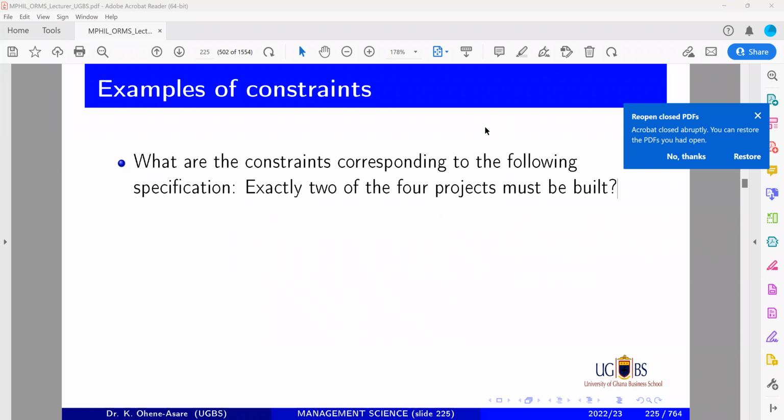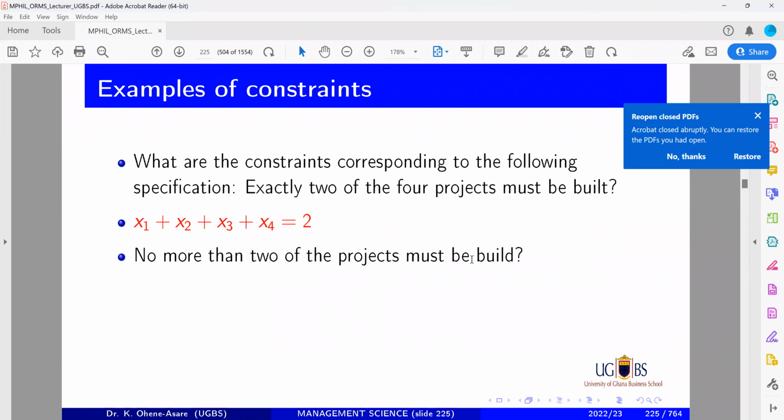These ones are cool. Suppose you have the condition that no more than 2 projects must be built. No more than 2 projects must be built. How will you write that? No more than 2 of the projects must be built. How would you have written that, Emanuela?